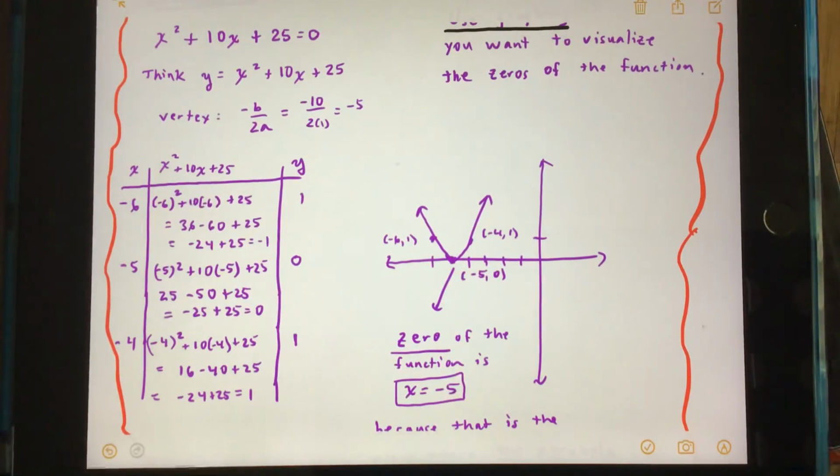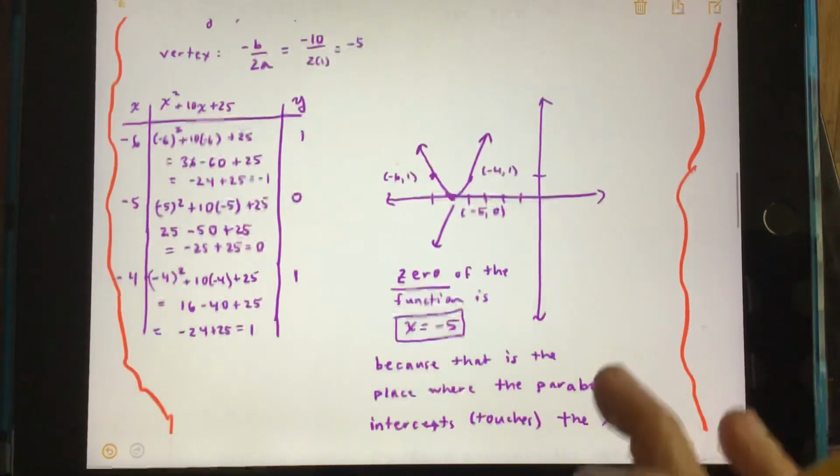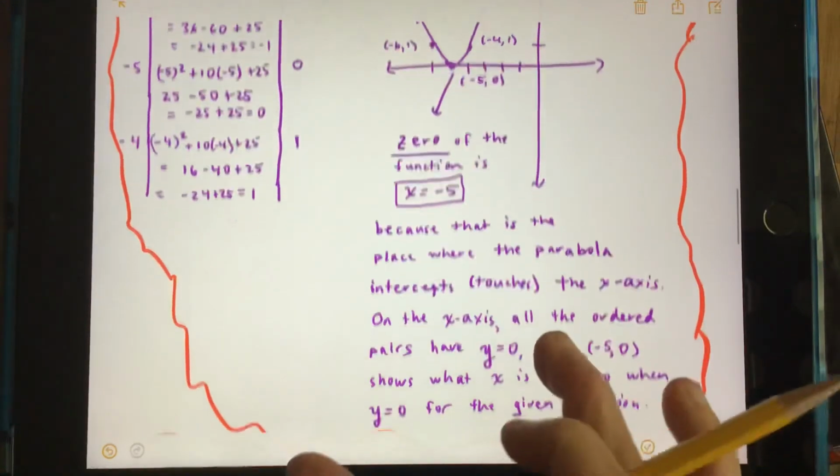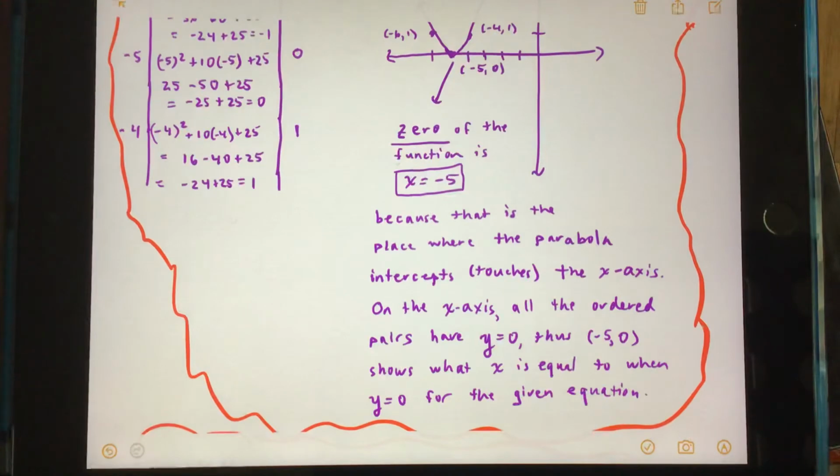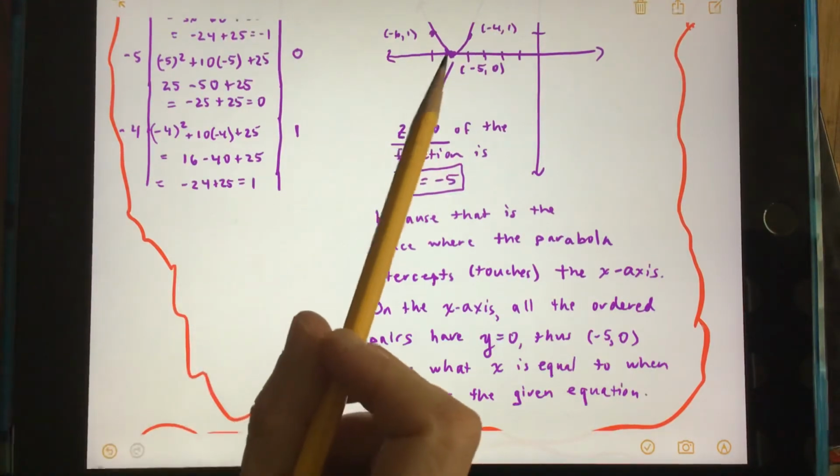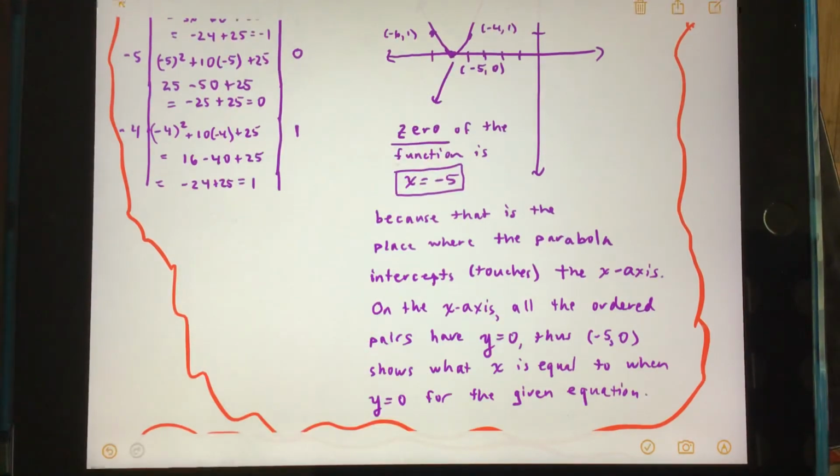Here's the zeros of the function when x is -5. Okay, x is -5 because that is the place where the parabola intercepts or touches the x-axis. There it is, one place only. On the x-axis, all the ordered pairs have y equals 0, thus -5, 0. This one point here shows what x is equal to when y is 0.